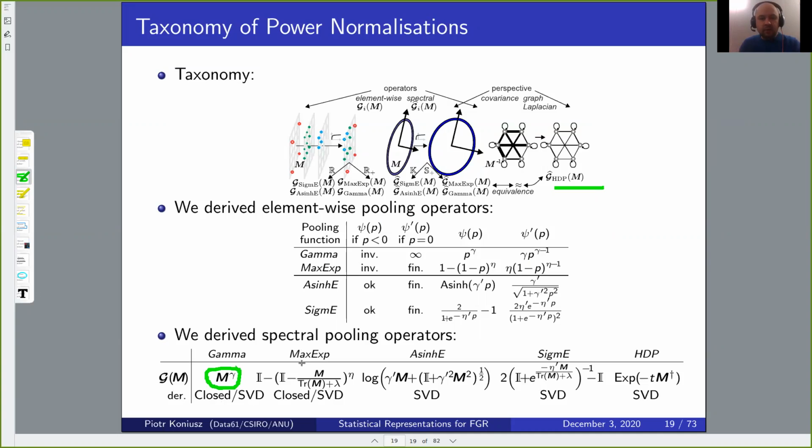There's our operator called maxexp, and it has a closed-form derivative, which of course can also be computed by SVD. There are two other operators that work in the Krein space. And finally, there is the heat diffusion process that operates on the precision matrix. And we are the first to show essentially the relation between this operator and power norms.